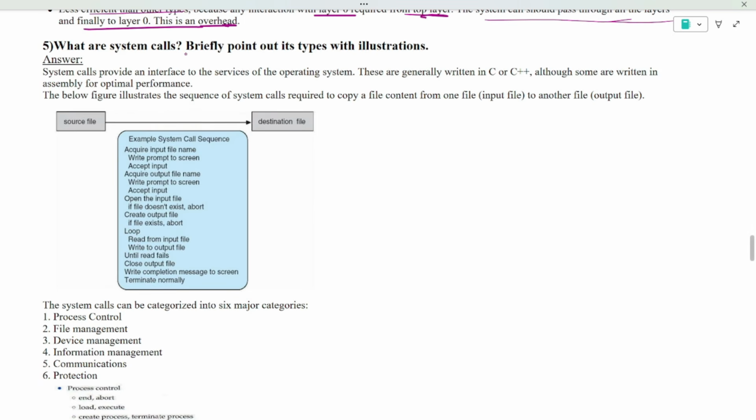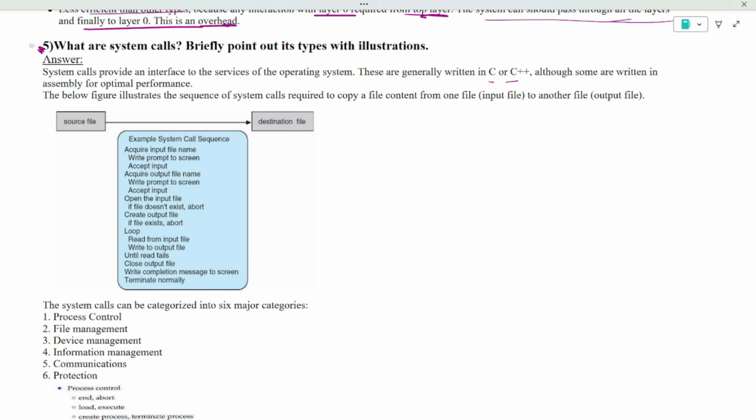What are system calls? Briefly explain their types with illustrations. This is one of the repeated questions. System calls provide an interface to the services of the operating system. They are generally written in C or C++, although some are written in assembly level language.